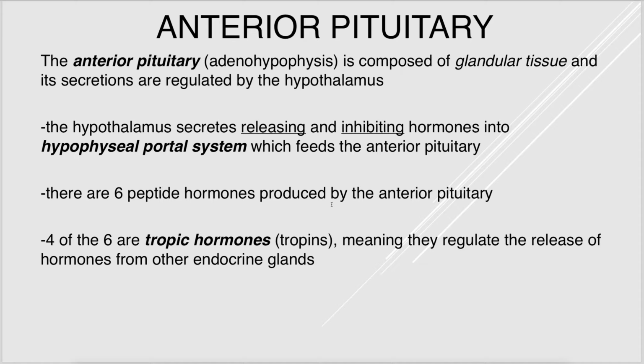Now, the hypothalamus is going to secrete both releasing and inhibiting hormones to the anterior pituitary, and it releases these into the hypophyseal portal system. It's just the network of blood vessels that connects the anterior pituitary to the hypothalamus. There are 6 peptide hormones produced by the anterior pituitary. 4 of these are tropic hormones. Tropic hormones are hormones that regulate the release of hormones from other endocrine glands. So an example of this is something like adrenal corticotropic hormone, ACTH, which will go to the adrenal cortex and stimulate the release of cortisol.